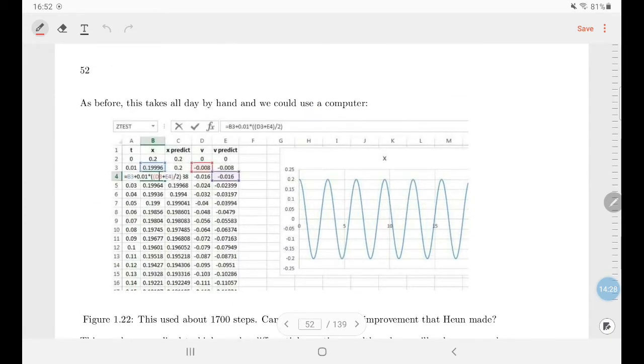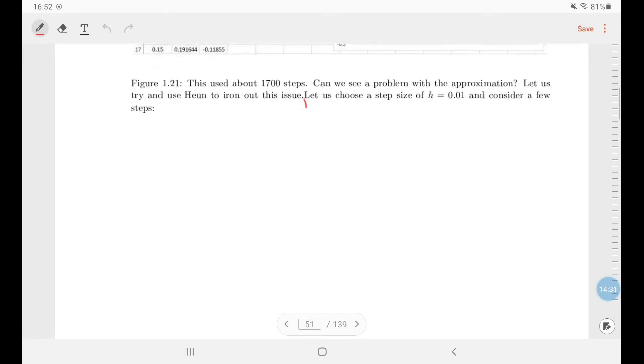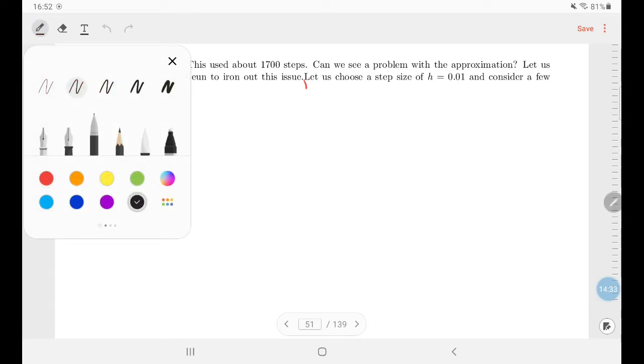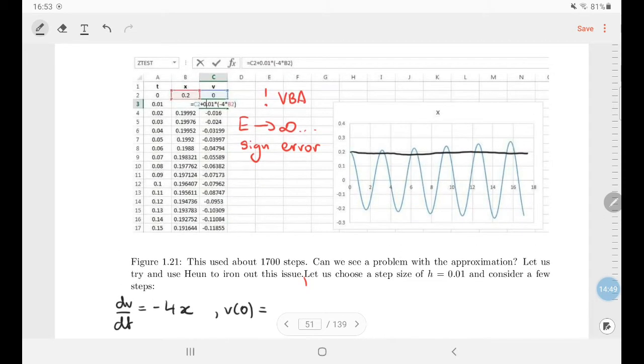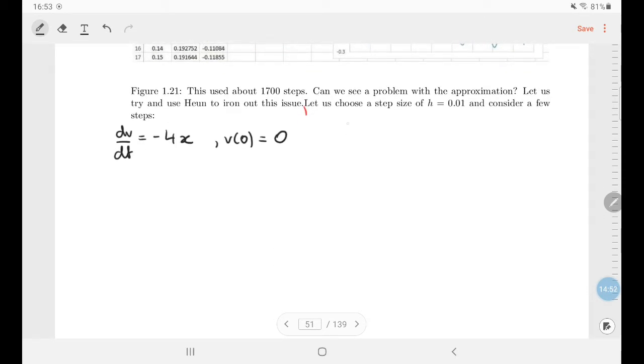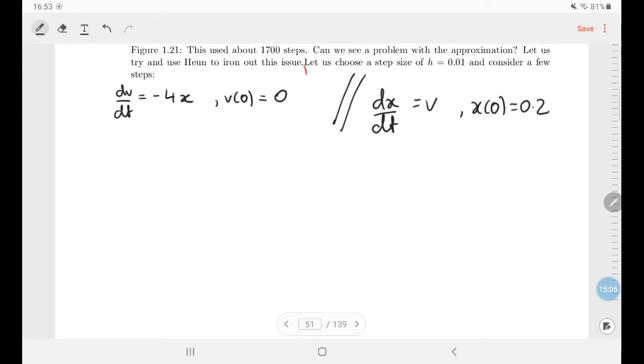Are we going to do Heyn? Oh, that's fairly painful, but we'll do it. Okay, so let's write down our equations again. We had dv/dt, the derivative of v, equal to minus 4x, and I'll leave out the t now, together with the initial value of v, which was 0. And the equation for x, dx/dt, is equal to v, and the initial value of x is 0.2. Okay, so let's do Heyn's method here.